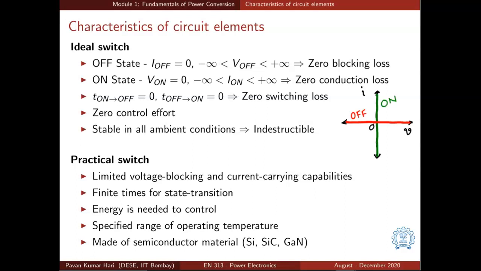The voltage withstanding capability and the current carrying capability of a switch are typically illustrated in VI characteristics, and the VI characteristics of an ideal switch are shown here. In the on state, the characteristic is a green line which is along the current axis. That means the switch can carry any amount of current without having any voltage across it. And in the off state the characteristic is along the voltage axis, which indicates that the switch can withstand any voltage, but the current through it will be 0.